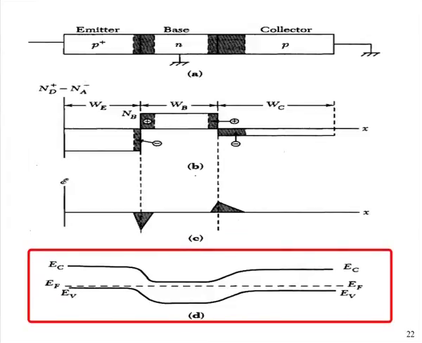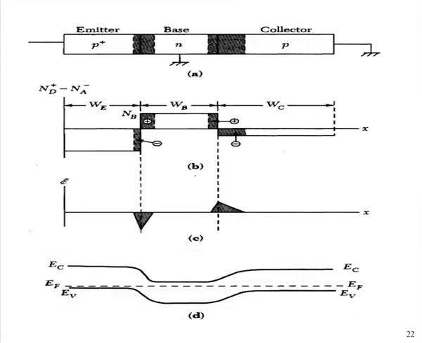Similar to the PN junction, here we can make the energy band diagram. In thermal equilibrium our Fermi level is at a constant position. The emitter is P type, so the Fermi level is close to the valence band. The base is N doped, so the Fermi level is close to the conduction band, and the collector is again P doped, so the Fermi level is close to the valence band. With the Fermi level constant, we can draw the conduction band and valence band. Now if we apply biasing, what will happen to these energy bands?